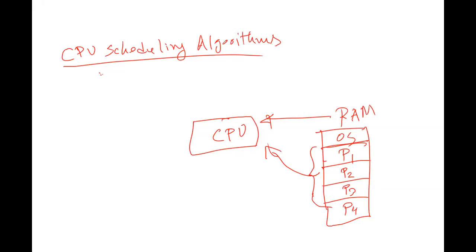So broadly, we can divide the CPU scheduling algorithms into two types. One is preemptive scheduling algorithms.